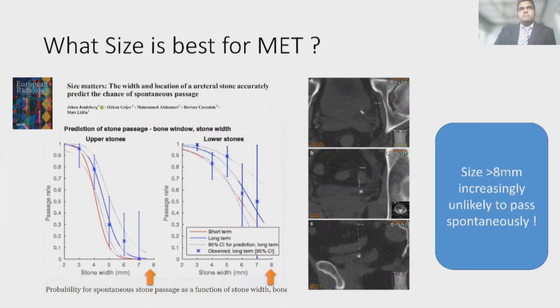What is the best size for medical expulsion therapy? This is a very high quality study published in European Radiology with the stone size assessed by CT KUB. Here you can see both the upper ureteric stones and the lower ureteric stones. The stone passage rate almost becomes 0 when the stone size goes above 8 millimeters. So when the stone size reaches more than 8 millimeter, it is increasingly unlikely to pass spontaneously. That's the evidence we have about stone size.